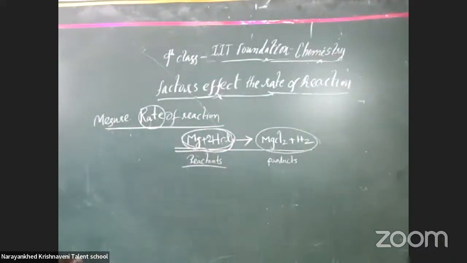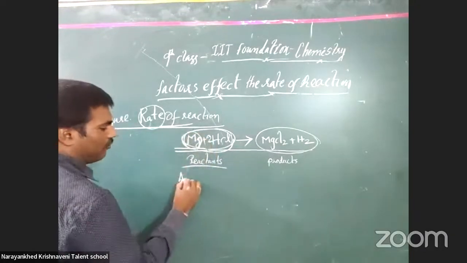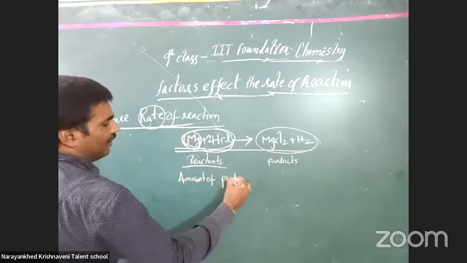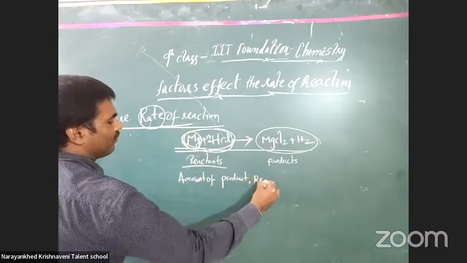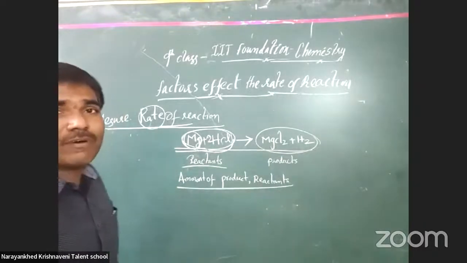That's why, for measuring the rate of reaction, you have to know first the amount of hydrochloric acid used, the amount of magnesium chloride produced, the amount of hydrogen produced, and the amount of magnesium used. They are compulsory. In one word, you have to know the amount of products as well as the reactants. Clear or not? Yes, you have to interpret the chemical equation.